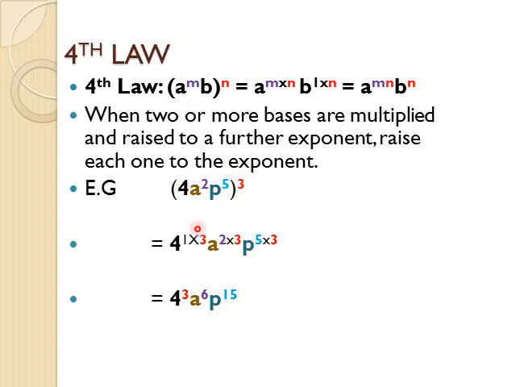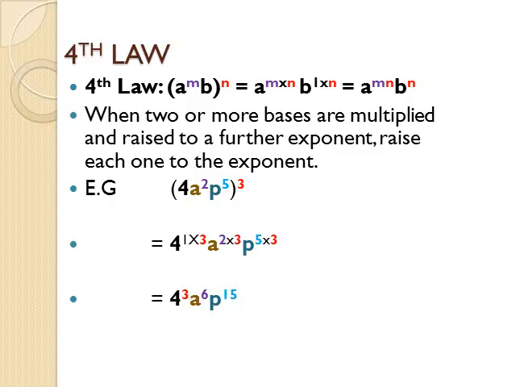So it becomes 1 times 3, 2 times 3 and 5 times 3. Right, so 1 times 3 gives me 4 to the power 3. 2 times 3 gives me a to the power 6. And 5 times 3 gives me p to the power 15. So they have applied the fourth law.